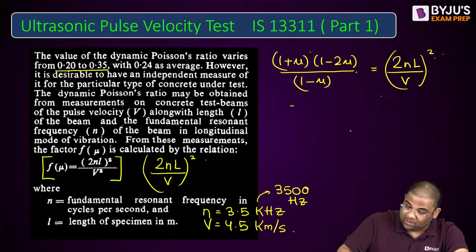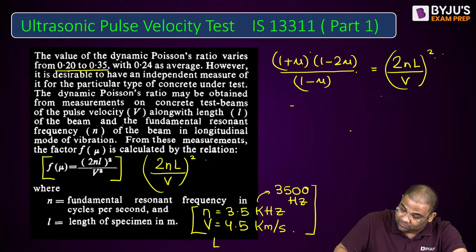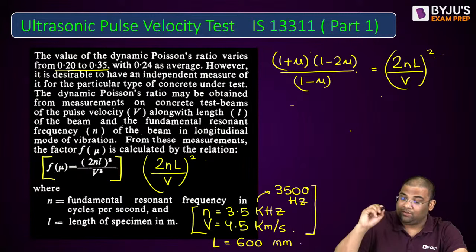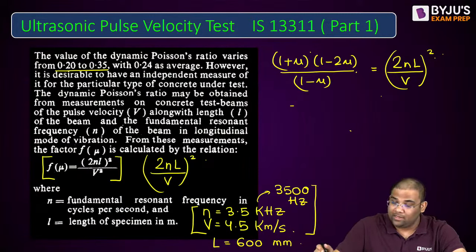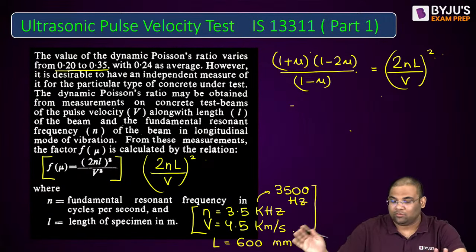Suppose this is just an example. This is not a standard value. And the length of the specimen is suppose 600 mm. Can you find out mu from this? It becomes complicated, right? But you can find it from Excel or from a code. Those people who are doing research, they do this.